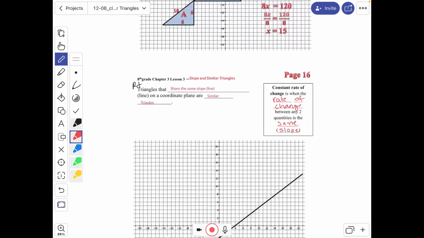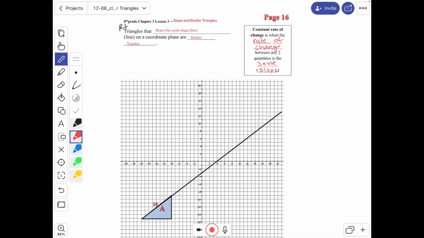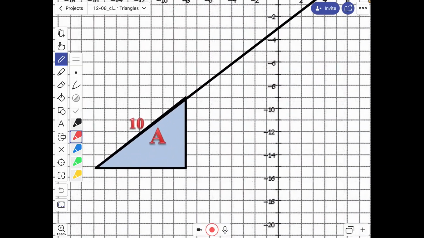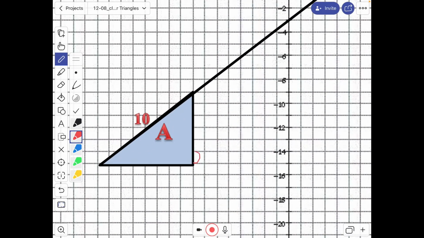So we have a triangle down here on a line. The line is the slope. And slope is rise over run, or the y over the x. So we're going to go down here to this triangle and we're going to count the rise. We're going to count how many spaces it takes to reach the line. Six spaces. That's the rise.